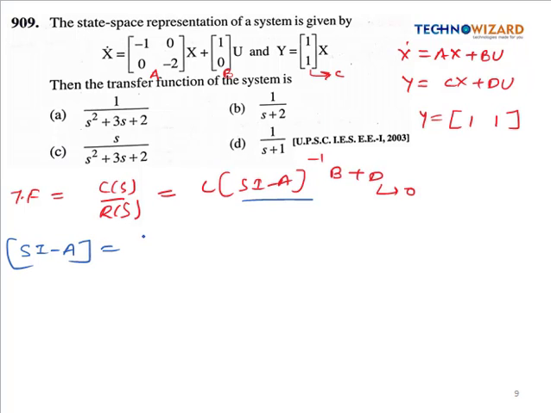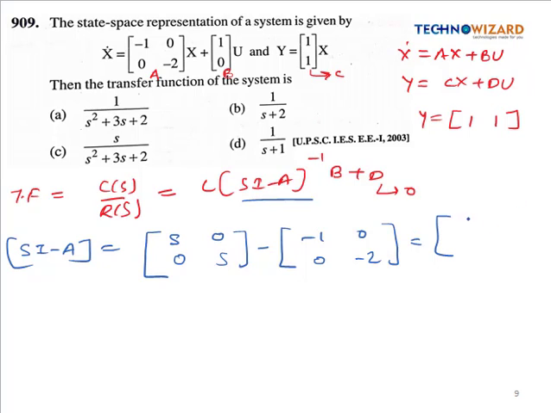Here I is the identity matrix of order 2 cross 2, so sI will be equal to [s 0; 0 s]. Now we have to subtract the A matrix, which is [minus 1 0; 0 minus 2]. So this will be equal to s minus minus 1, which is s plus 1, 0 minus 0 is 0, again 0, and s plus 2. Okay, so this is the value of sI minus A. Now we have to calculate its inverse.